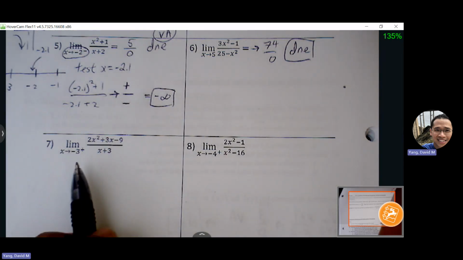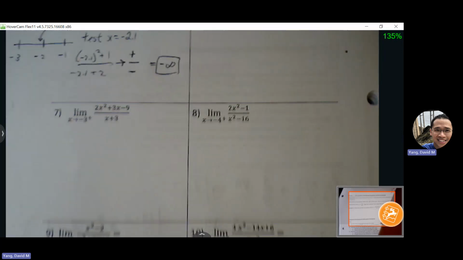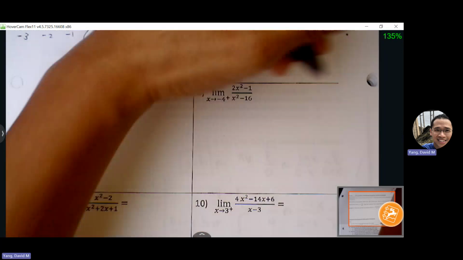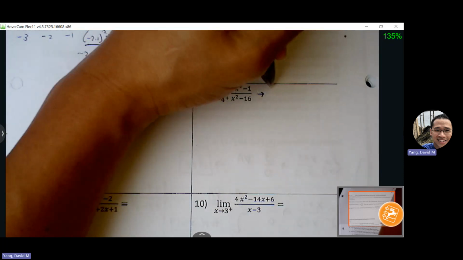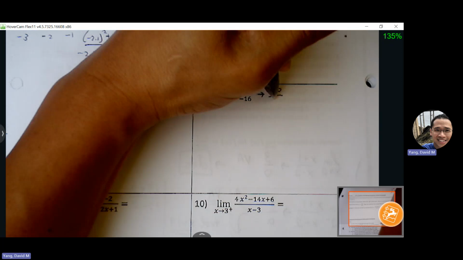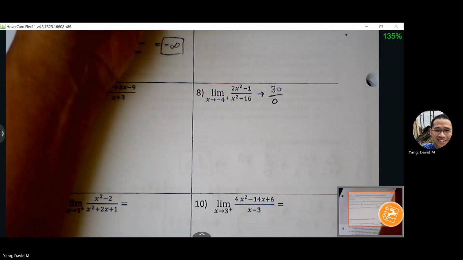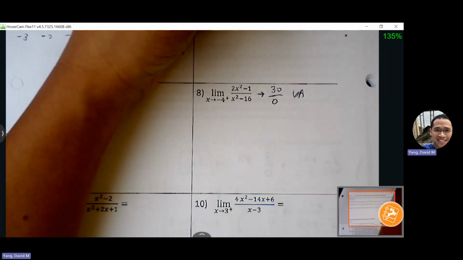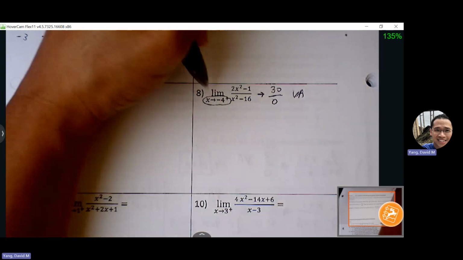Are we okay with 7? All right, number 8, first steps first. What do we do first? Yep, direct substitution. 2 times 4 squared, 32 minus 1 is 30. Denominator, we get 0. What does that tell us? That there's a what? Vertical asymptote. We know the full limit doesn't exist, but is this asking for the full limit? No, it's only asking from the left side.